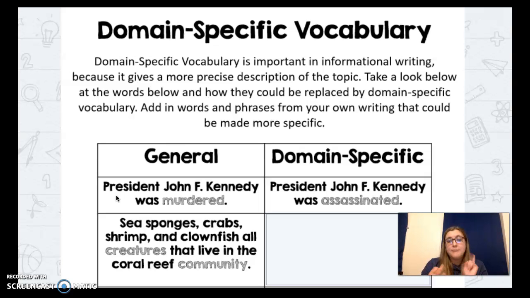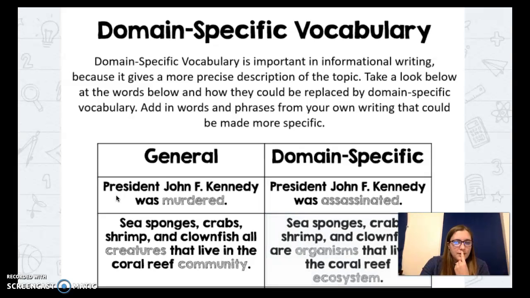All right, let's take a look at another example. Sea sponges, crabs, shrimp, and clownfish are all creatures that live in a coral reef community. Now that's true and that's a great sentence, but can we make creatures and community stronger words that are more specific to what we're talking about? Let's see, what could we replace them with? What about organisms and ecosystem? The word organisms is a better qualifier. It gives us more specific information about the creatures. They're not like bears walking around. They're not mammals. They're really tiny organisms. They're smaller.